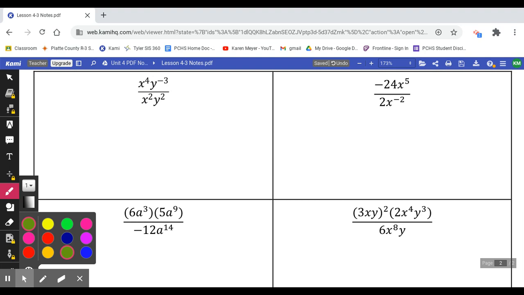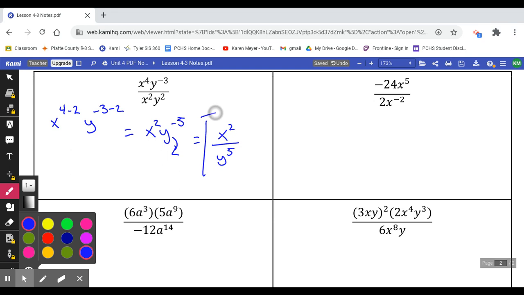Okay, once again, dividing, we're still going to subtract exponents. So for x, 4 minus 2. Y is negative 3 minus 2. So you get x to the 2nd, y to the negative 5th. Y has a negative exponent, so move it to the bottom. So you get x to the 2nd over y to the 5th. Done.